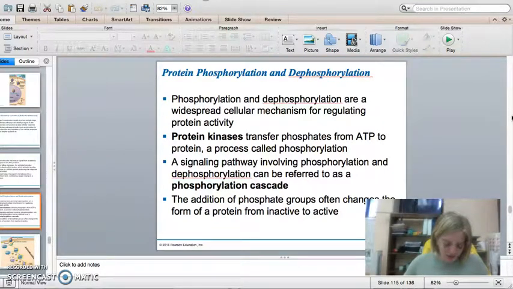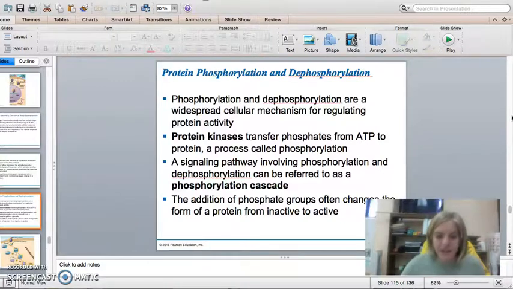One of the most common methods of changing shape of a protein has to do with phosphorylation and dephosphorylation, which is one of the most common mechanisms, like I said, for regulating the protein shape, structure, and therefore their activity or their function. Phosphorylation, if you remember, just has to do with the addition of phosphates.